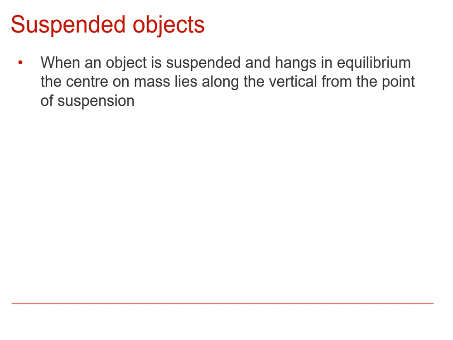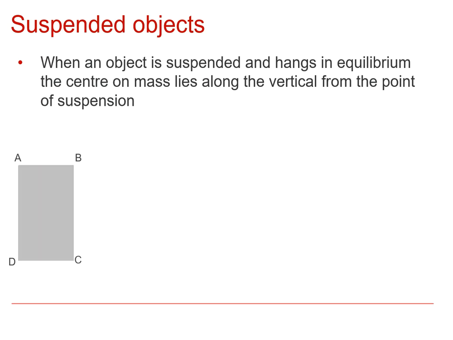Now, the most common type of example that you're going to see is where an object is being suspended and hanging from a piece of string, for example, attached to the shape at a certain point. That will be the point of suspension. That's the point at which the shape is connected to the thing it's hanging from. And what will happen is the centre of mass will always end up lying on the vertical line down from the point of suspension.